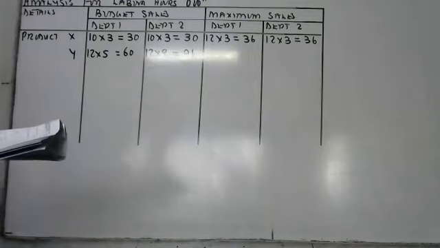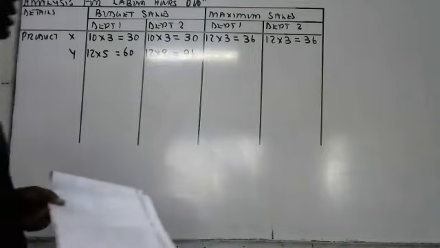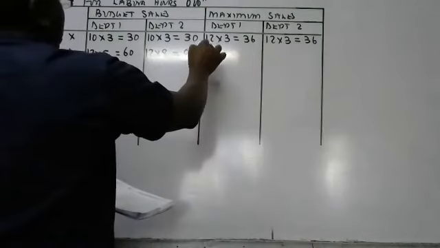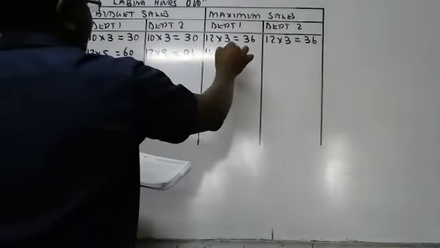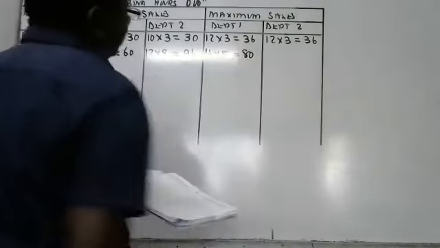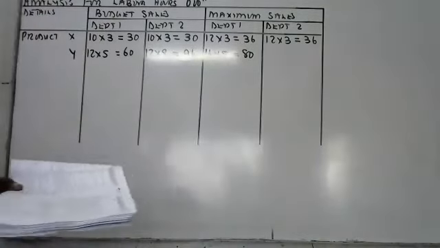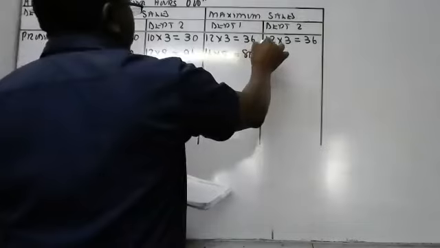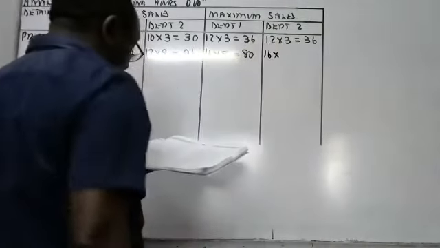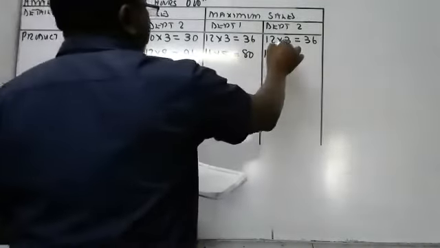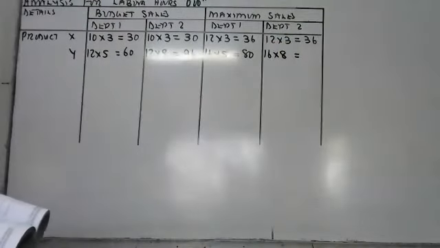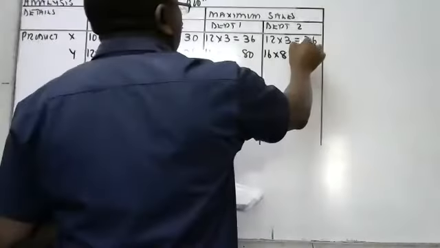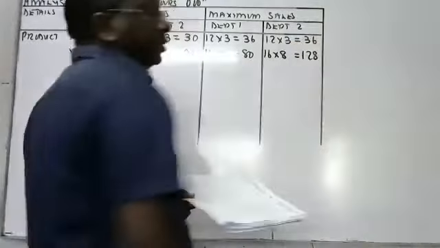When we come to the maximum, we require 16,000 units. Each taking 5. That is 80. Then we have 16, each taking 8. That is 128 hours.